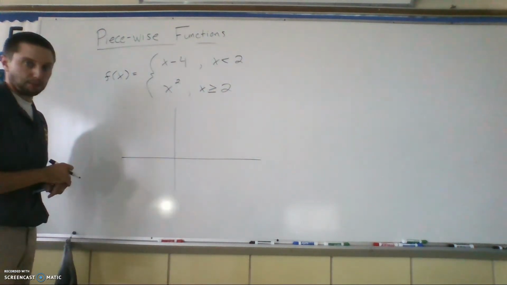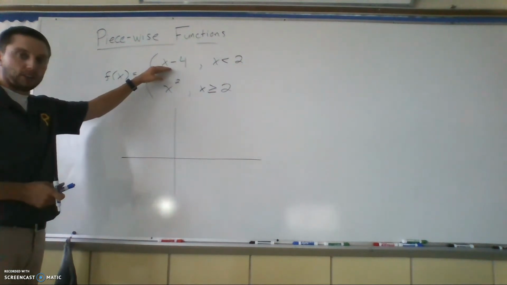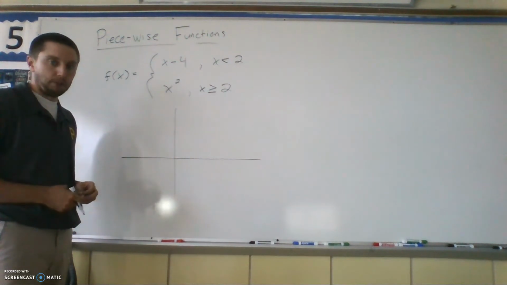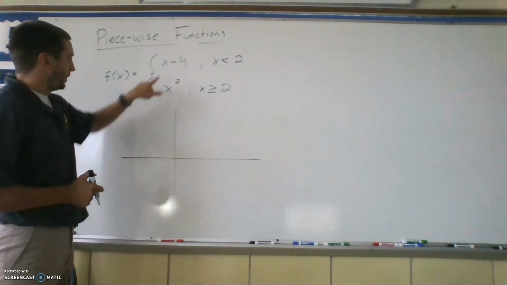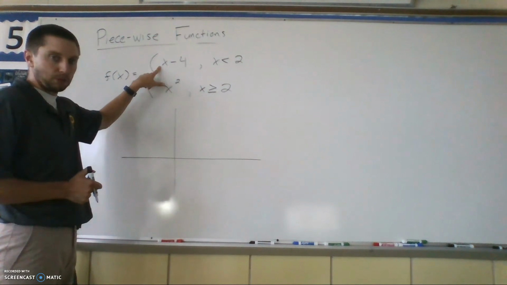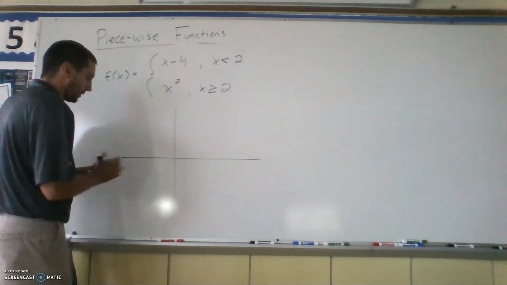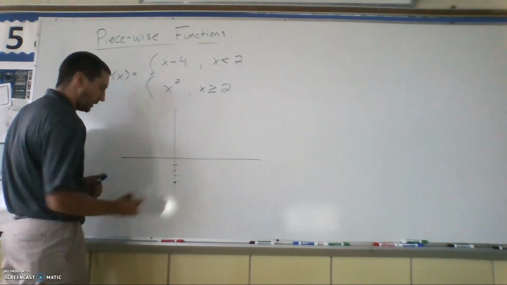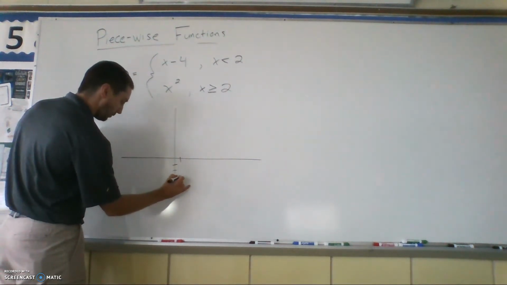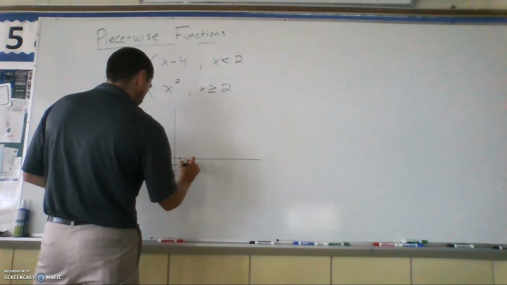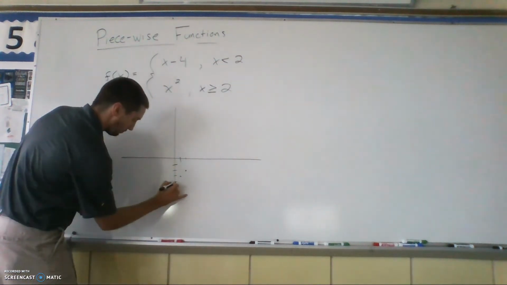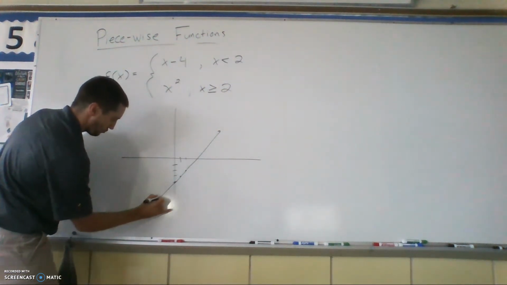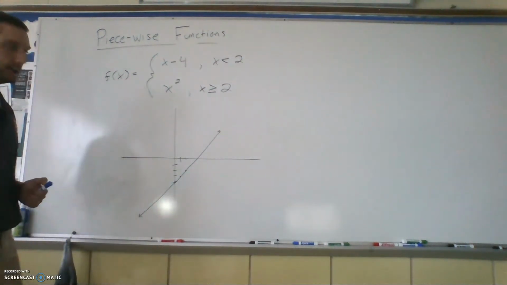Alright, so here's my xy plane. So I'm going to go ahead and graph x minus 4. So hopefully you remember how to graph linear functions. If not, maybe do a little review sometime soon. But x minus 4, this means my slope is 1, my y-intercept is negative 4. So negative 4 is my y-intercept. My slope tells me go up 1 over 1, up 1 over 1. Okay, so there's x minus 4.